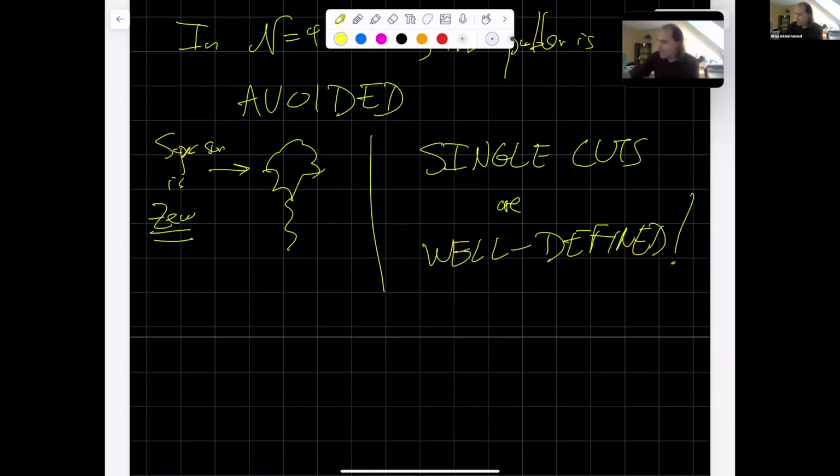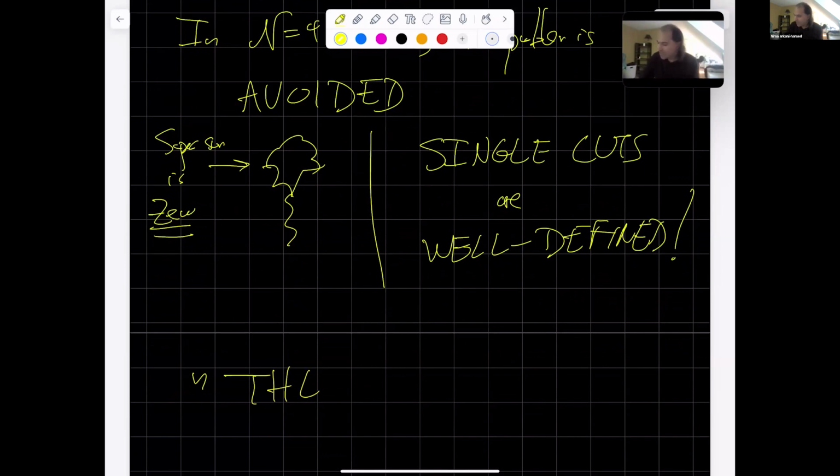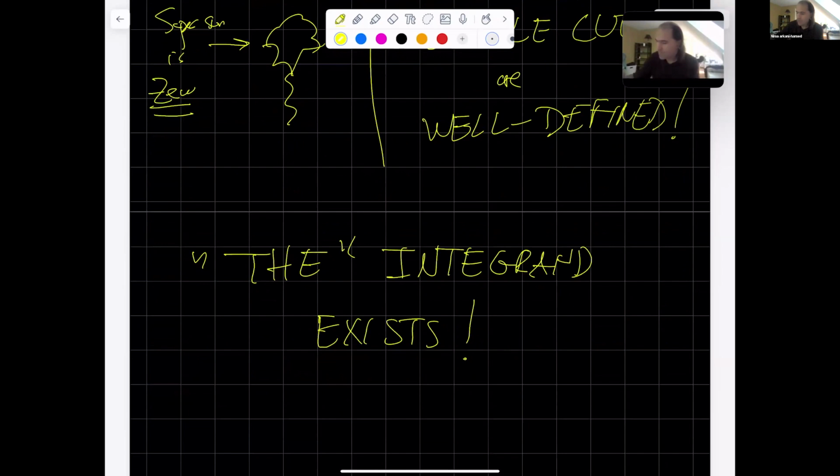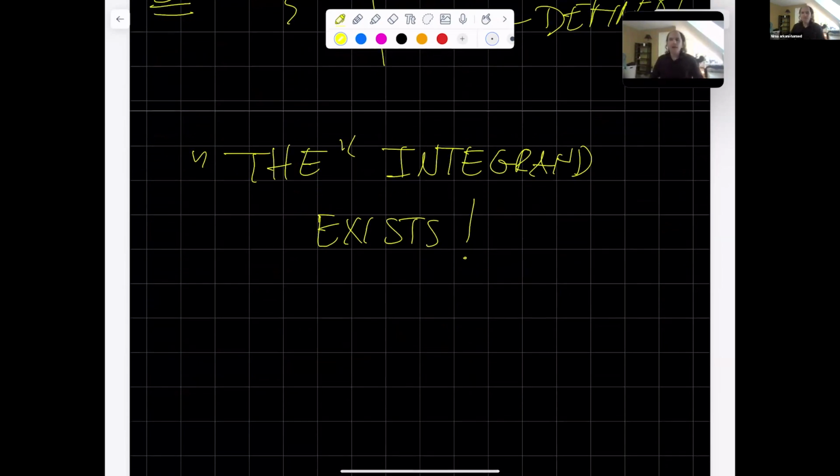And that means that the integrand is well defined. It exists. And that's wonderful. It exists. And it's therefore, since it exists, that this has two implications.